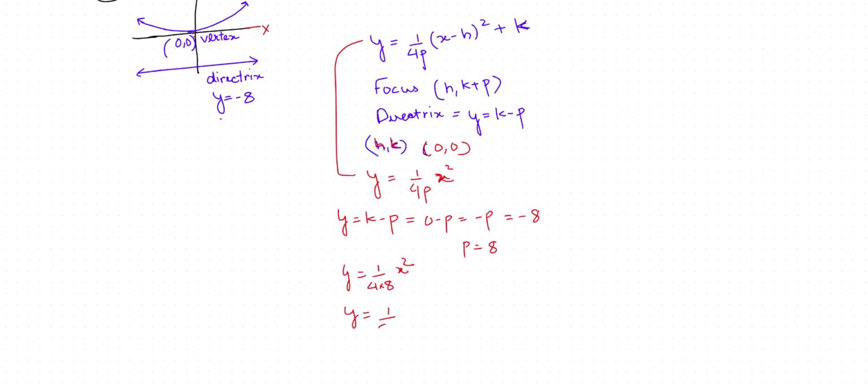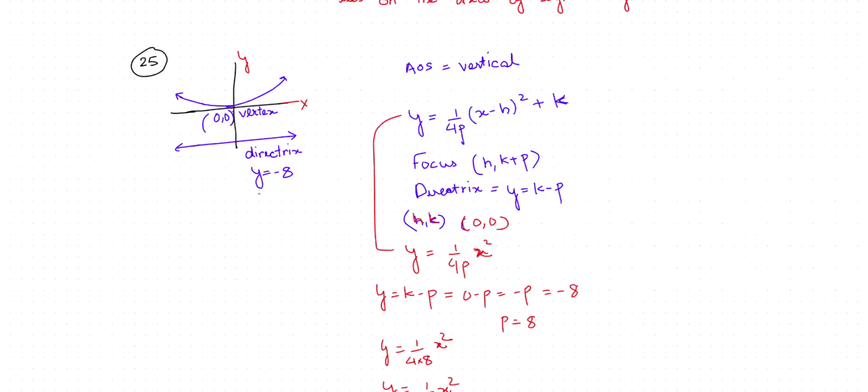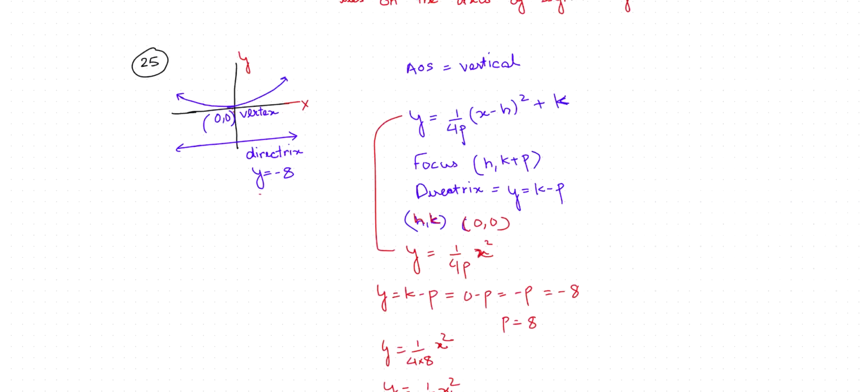This is the equation of a given parabola. Though it is not asked in the question, we can see that the focus is equidistant from the vertex, as the distance between focus and vertex is the same as between the directrix and vertex. So if this distance is negative 8, this distance should also be 8. So the coordinates of the focus would be 0, 8.